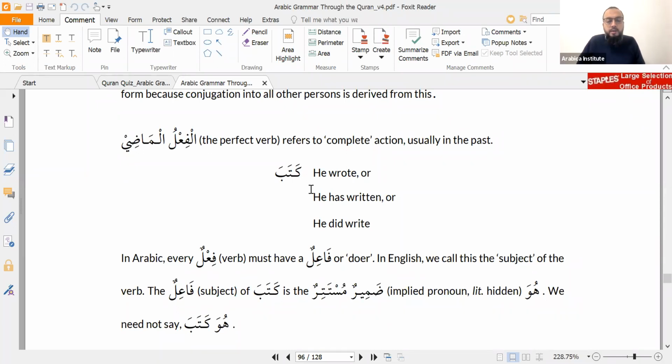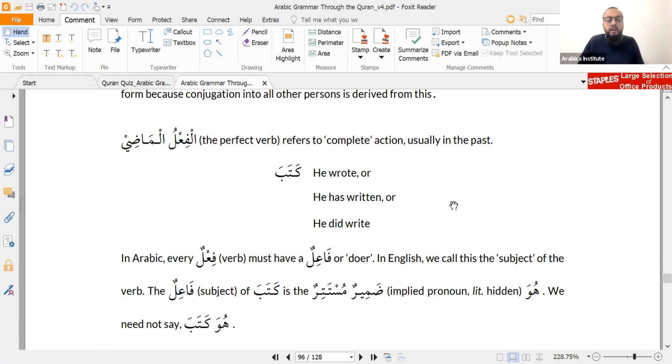And as you can see, you can use it to produce what's called the simple perfect, he wrote, or the present perfect, which is he has written. It can also mean he did write as a kind of confirmation in the past. He did write. And so English has various other tenses which you create using other devices in Arabic. The verb kataba on its own can actually have all of those 3 meanings. And you'll decide which of those meanings is intended from the context.